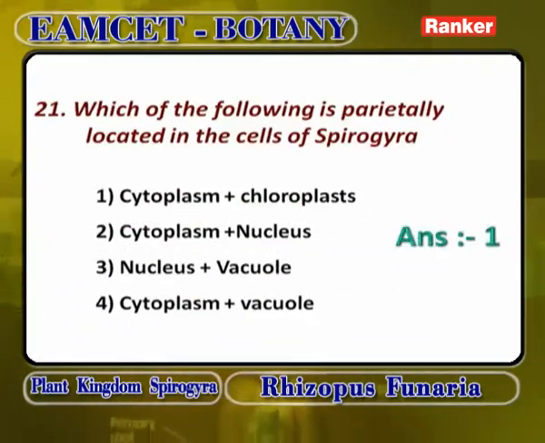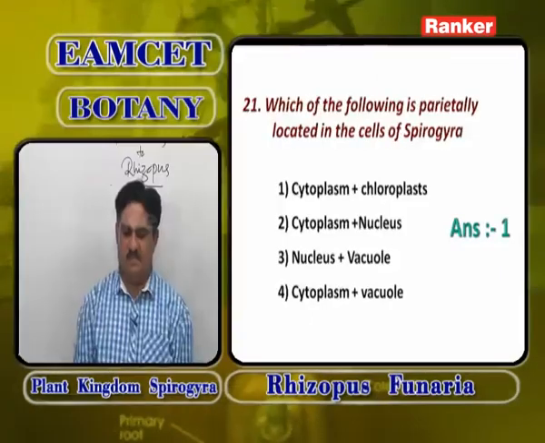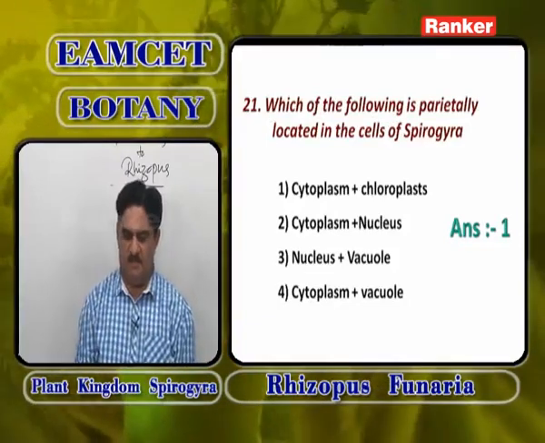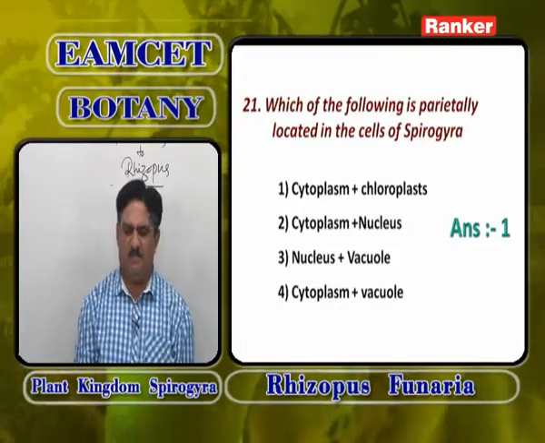Which of the following is parietally located in the cells of Spirogyra? Parietally means outwards. Cytoplasm and chloroplast. Cytoplasm and nucleus: the nucleus is present almost at the center attached by cytoplasmic strands. Nucleus and vacuole: the nucleus is present at the center, the vacuole is present at the center but very large. Cytoplasm and vacuole: vacuole at the center, cytoplasm at the periphery.